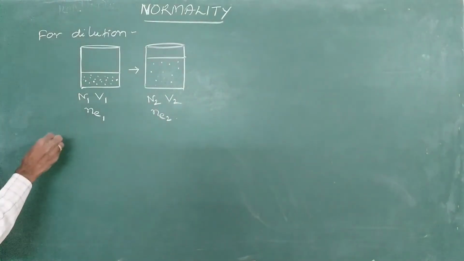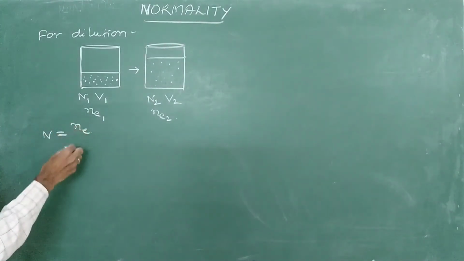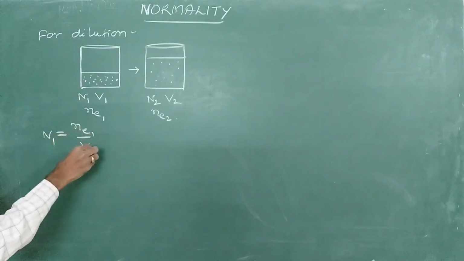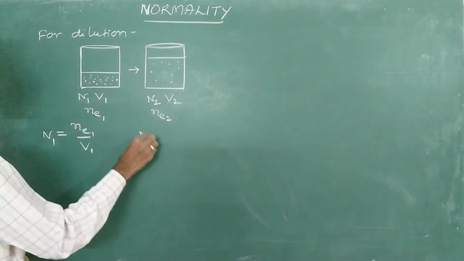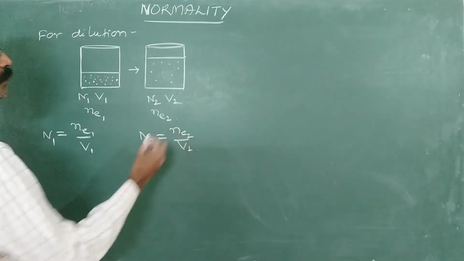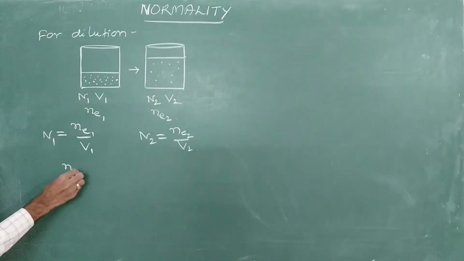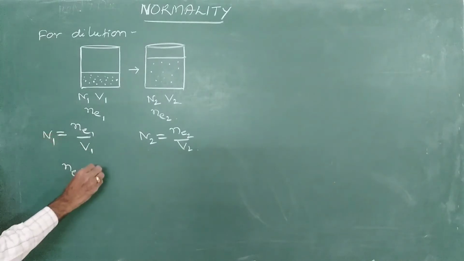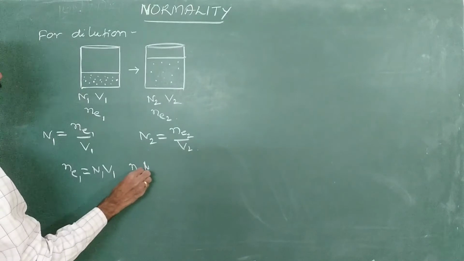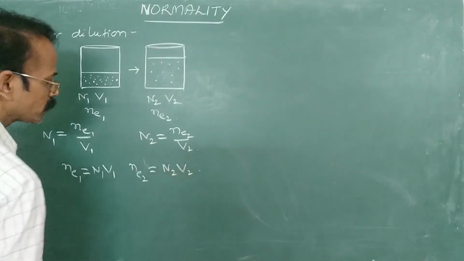Now how do you calculate normality? Normality is equal to number of equivalents divided by volume of the solution. For this solution, N1 is equal to Ne1 by V1, and for this solution, N2 is equal to Ne2 by V2. So now number of equivalents is equal to normality into volume, and for this also, number of equivalents is equal to normality into volume.